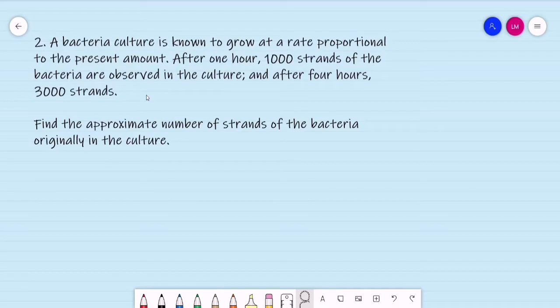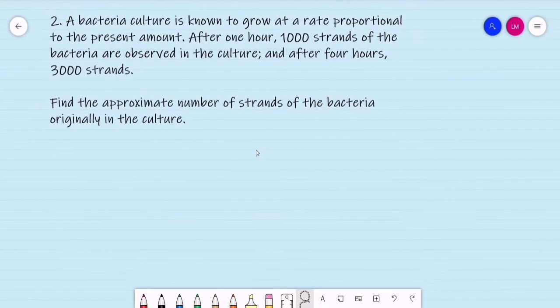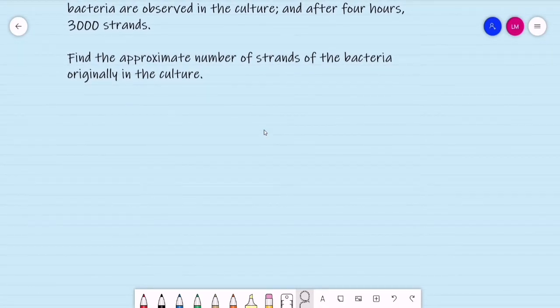Okay, so let's have this second example. A bacteria culture is known to grow at a rate proportional to the present amount. After 1 hour, 1,000 strands of the bacteria are observed in the culture, and after 4 hours, 3,000 strands are observed. Find the approximate number of strands of bacteria originally in the culture. So we are looking for the number of strands of bacteria at time equal to 0, or N of 0. We are required to determine that value.